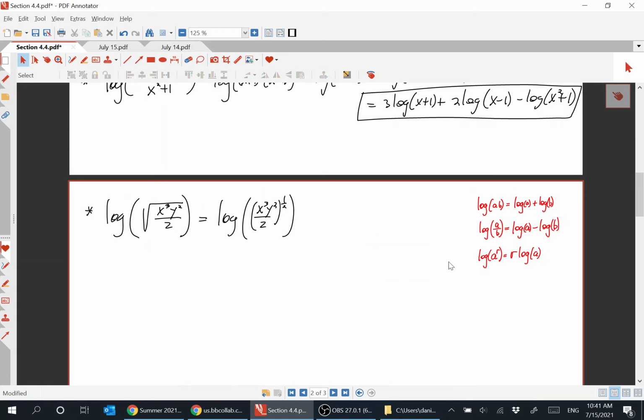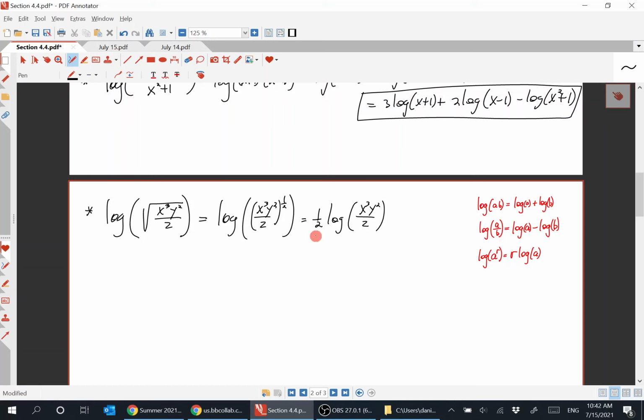All right, it might be nice to write that down on a piece of paper and leave it beside you when you're working these problems, just so you don't forget them. And here the 1/2 comes out front. Right, so using this property, log a to the r is r log a. So this square root, the whole thing, is an exponent of 1/2.